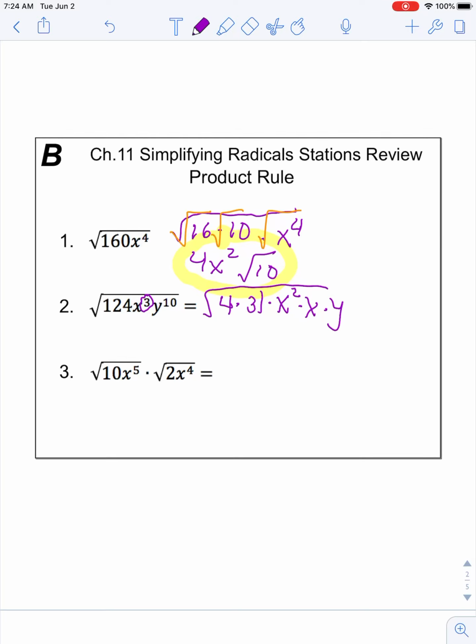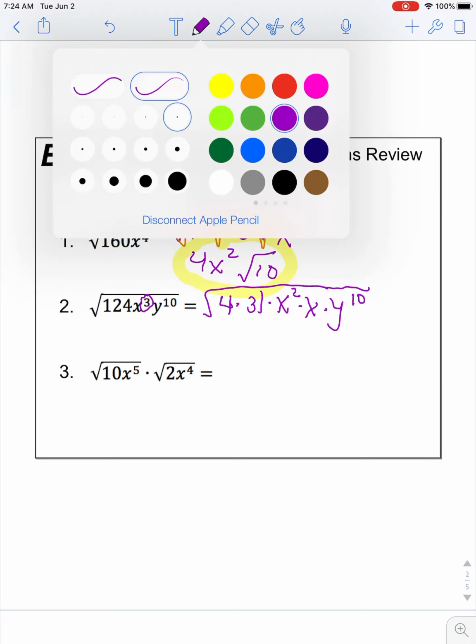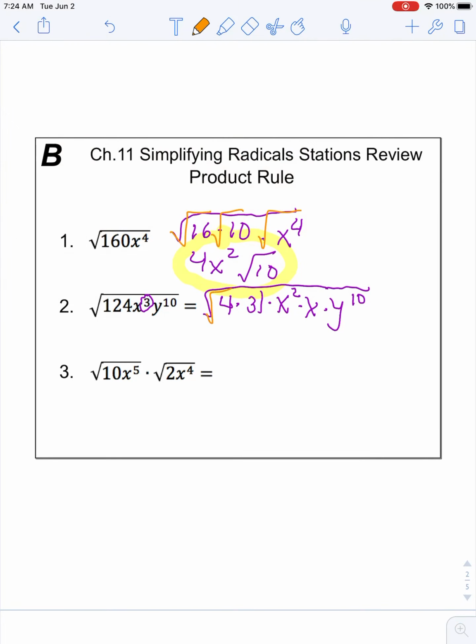And then I'm just going to leave y to the 10th as is, because if it's even, we can just cut it in half. That will be a perfect square. So now I give each factor their own square root sign, and I take the square root of each piece individually. And when I take the square root of 4, I get 2. The square root of 31 stays under the radical. The square root of x squared is x, but the square root of x stays under the radical. And the square root of y to the 10th is y to the 5th.